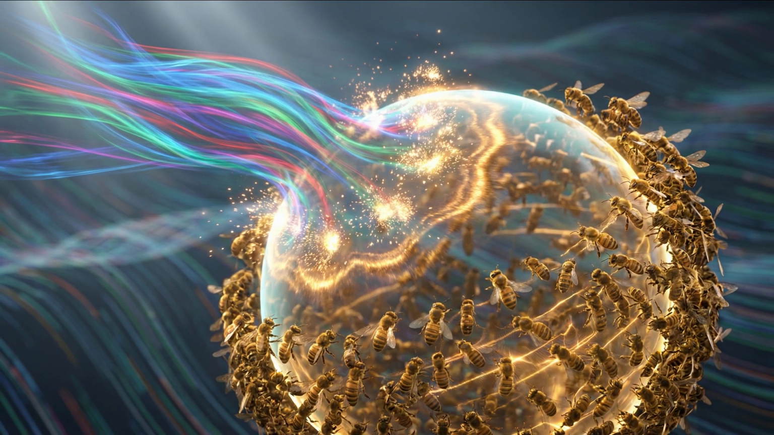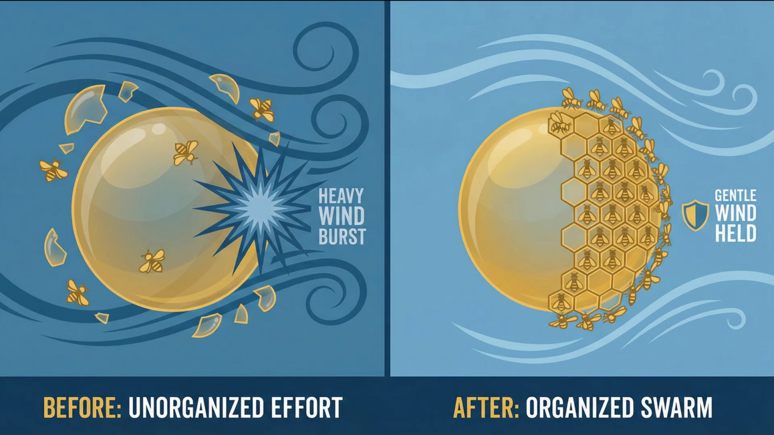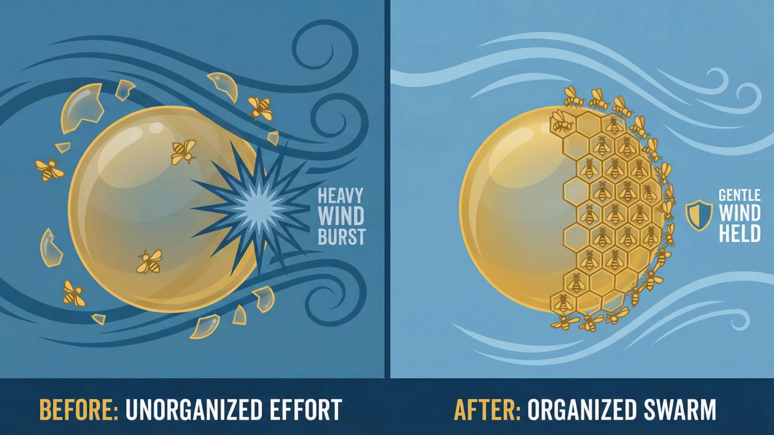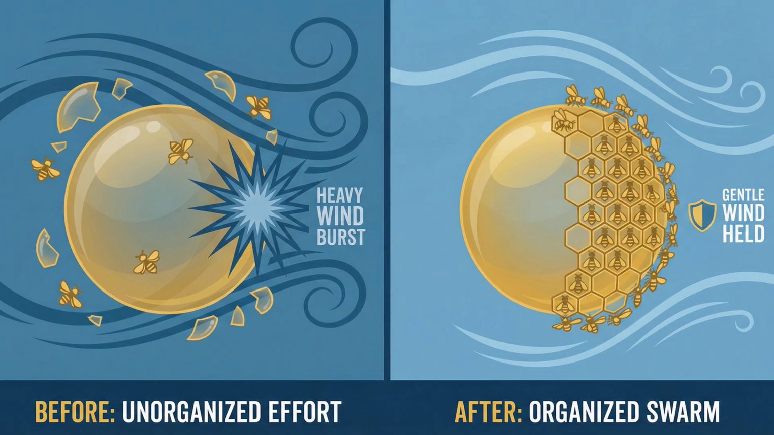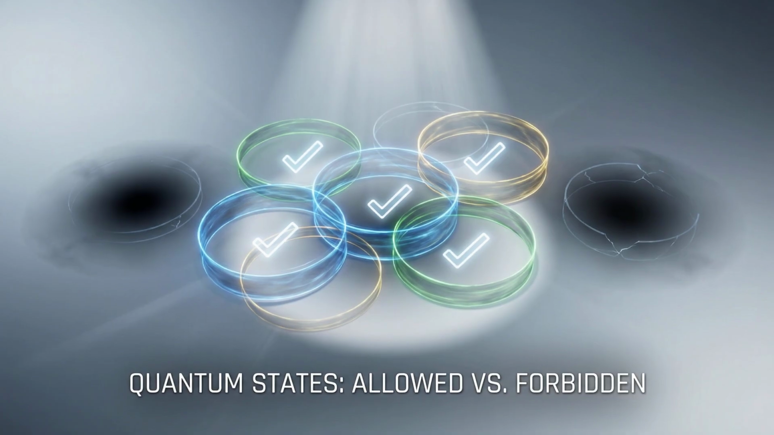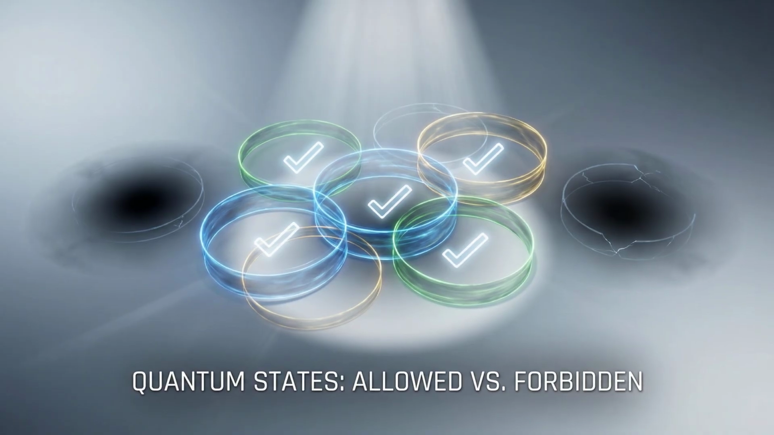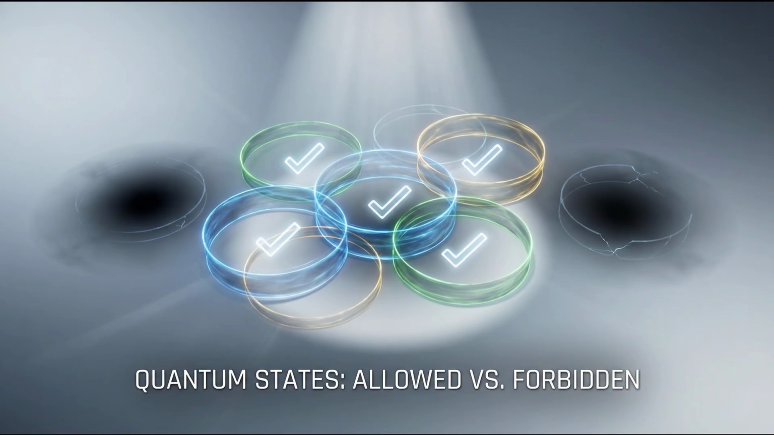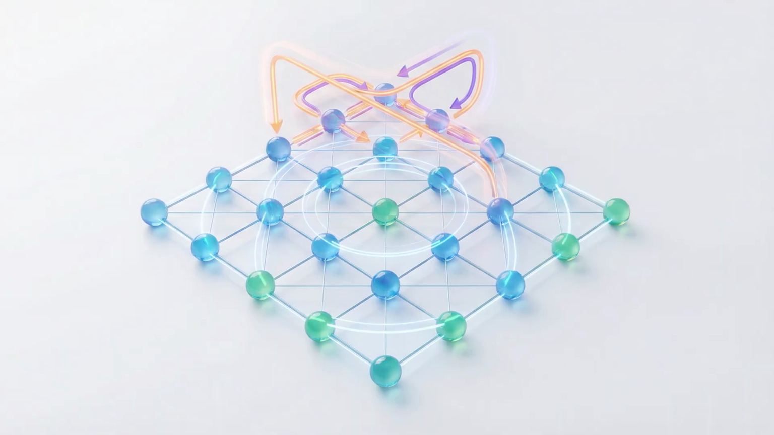If the wind picks up beyond a certain strength, the threshold, the swarm can't keep up and the bubble bursts. If the wind stays under control, adding more bees and tightening the rhythm makes the protection stronger. There's an elegance here that's easy to miss. The checks don't just detect problems, they define what it means to be correct. The allowed states are precisely those that make every stabilizer happy. That reframing turns error correction from patching holes into staying within a protected subspace.